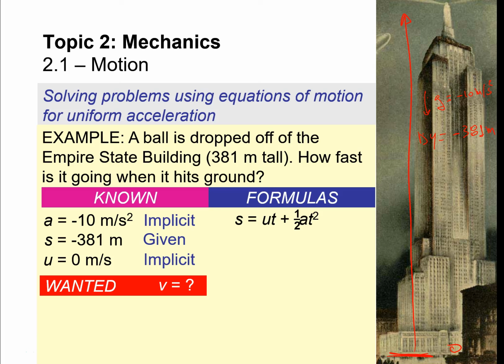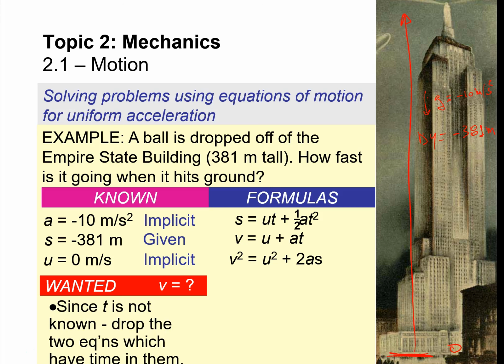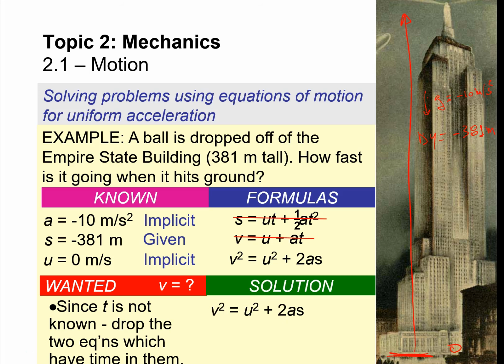So what I want to know is the velocity at the bottom. We have the three formulas: one formula for displacement and time, one for velocity and time, and Torricelli's equation. Since time is not known, drop the two equations that involve time, and then my solution becomes just plug and chug in Torricelli's equation. The answer is negative 87 meters per second. I hope you guys got that one right. So let's now move on to the next problem.